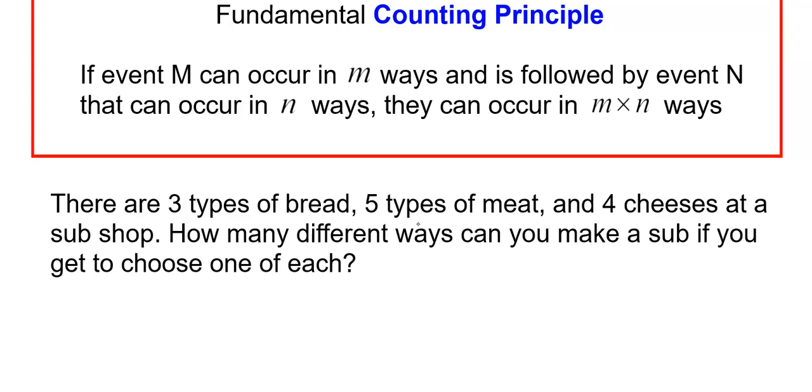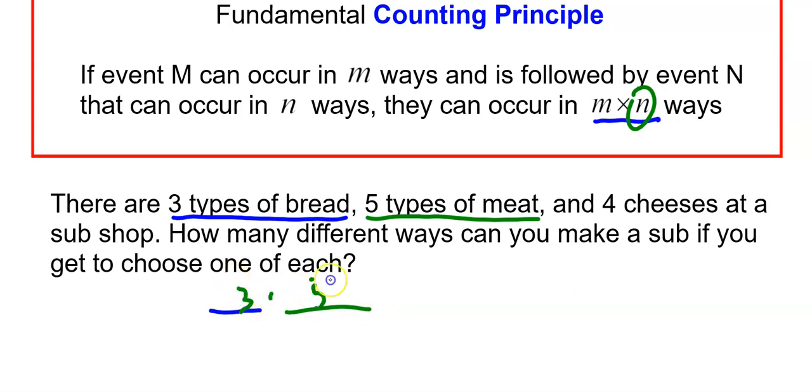So this might be obvious to you. It might not be obvious to you. Some people can kind of think this way. But what this says, if you can occur in m times n ways, so it's really like there are three types of bread. So that's like m. There are n ways would be like five types of meat. So there'd be 3 times 5.